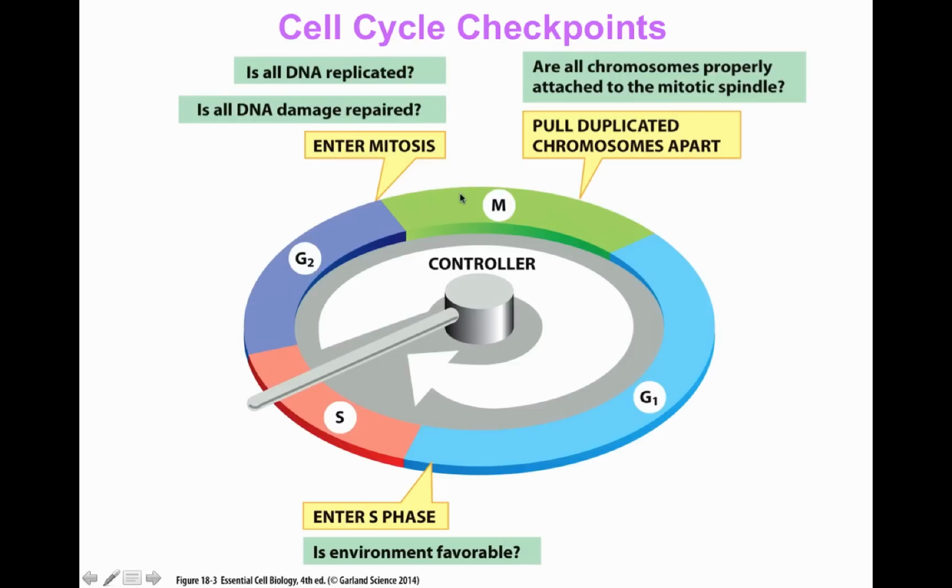And during mitosis, we're going to see the alignment of the chromosomes on the mitotic spindle, and that is going to be another checkpoint. Are all the chromosomes properly attached to the mitotic spindle and aligned in the middle of the cell? And if that is accomplished, then the cell will divide by pulling the chromosomes apart, and the cell cycle will begin anew. So the cell cycle checkpoints are designed to make sure that the process of cell division happens flawlessly.